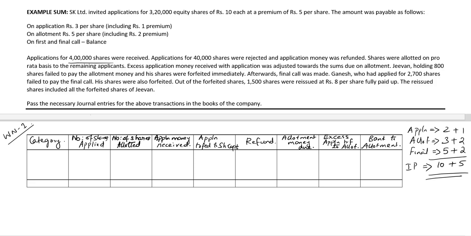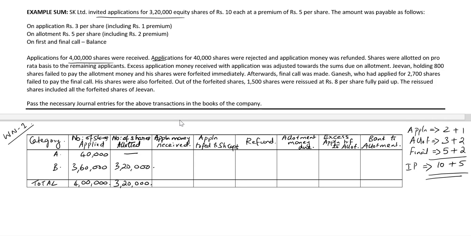The company has received applications for 4 lakh shares. So the total of the number of shares applied column should be 4 lakh. And the company has invited applications for 3,20,000 equity shares, which means the total of the number of shares allotted column should be 3,20,000 equity shares. Further, the second sentence says applications for 40,000 shares were rejected. So in category A, against 40,000 shares applied for, no allotment was made. And shares were allotted on pro-rata basis to the remaining applicants. So category B is the balancing figure, 3,60,000 shares applied, for which 3,20,000 shares are allotted.